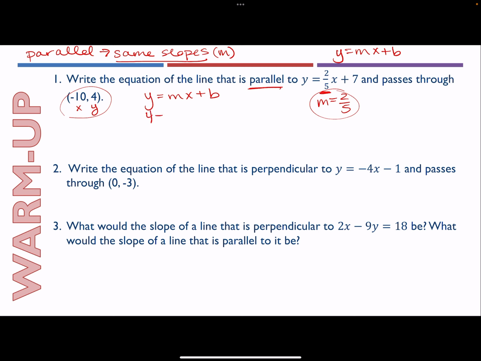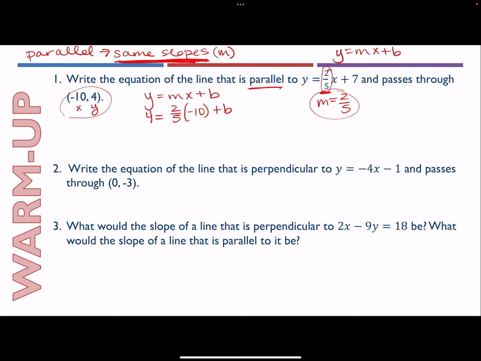So 4 is equal to 2 over 5, because again, remember this 2 over 5 was the slope of this line, and we know that parallel lines have the same slopes, right? Our x value is negative 10 plus b. So now we're going to take this equation and solve for b.